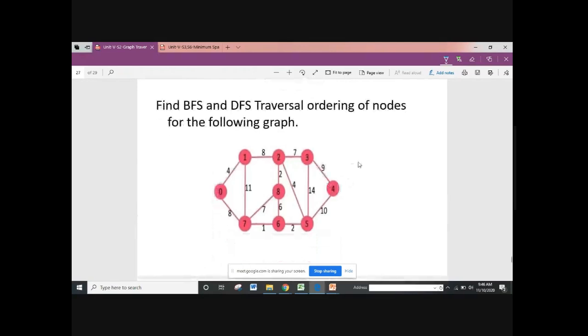This problem you can solve at home and see. This is your work. You can solve and find out both BFS and DFS. This problem is for your practice.